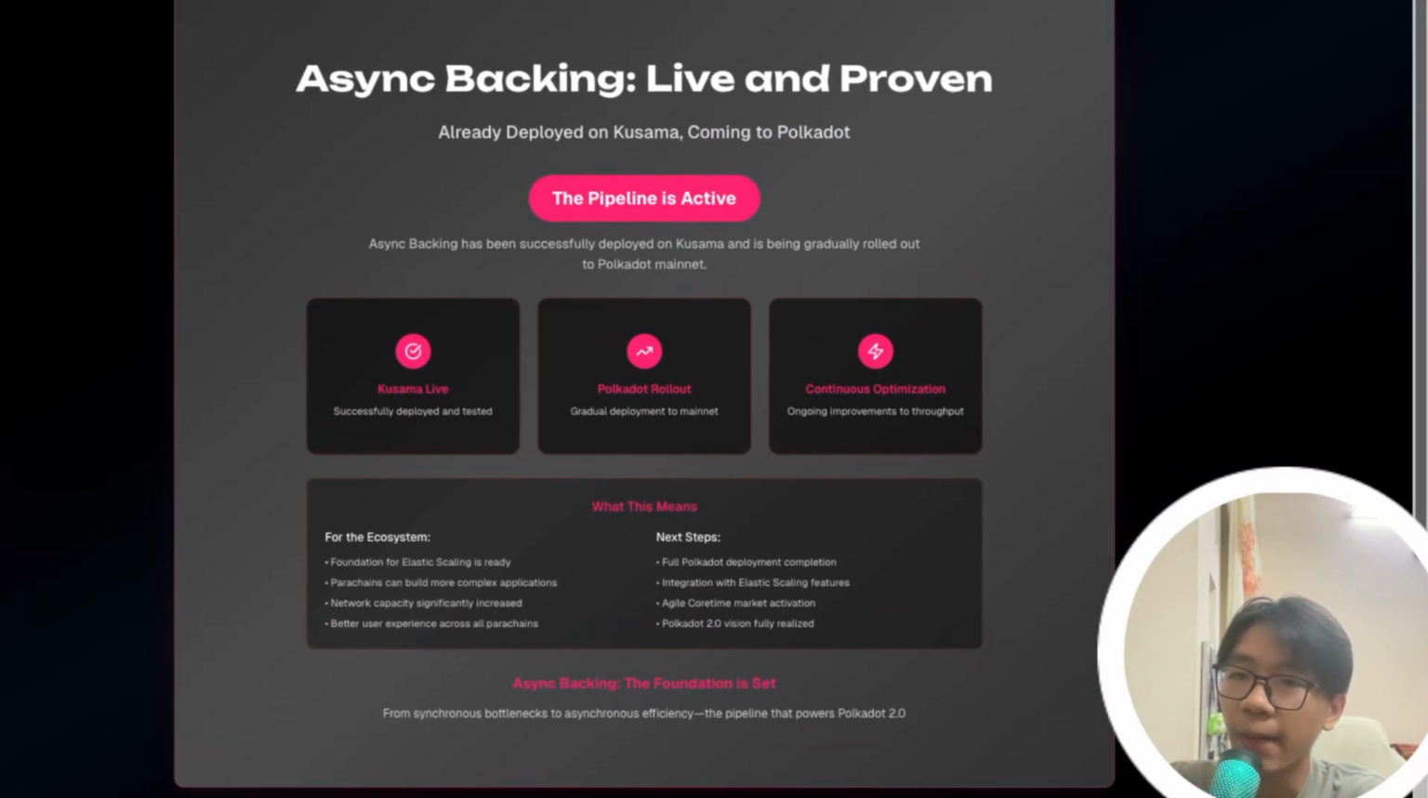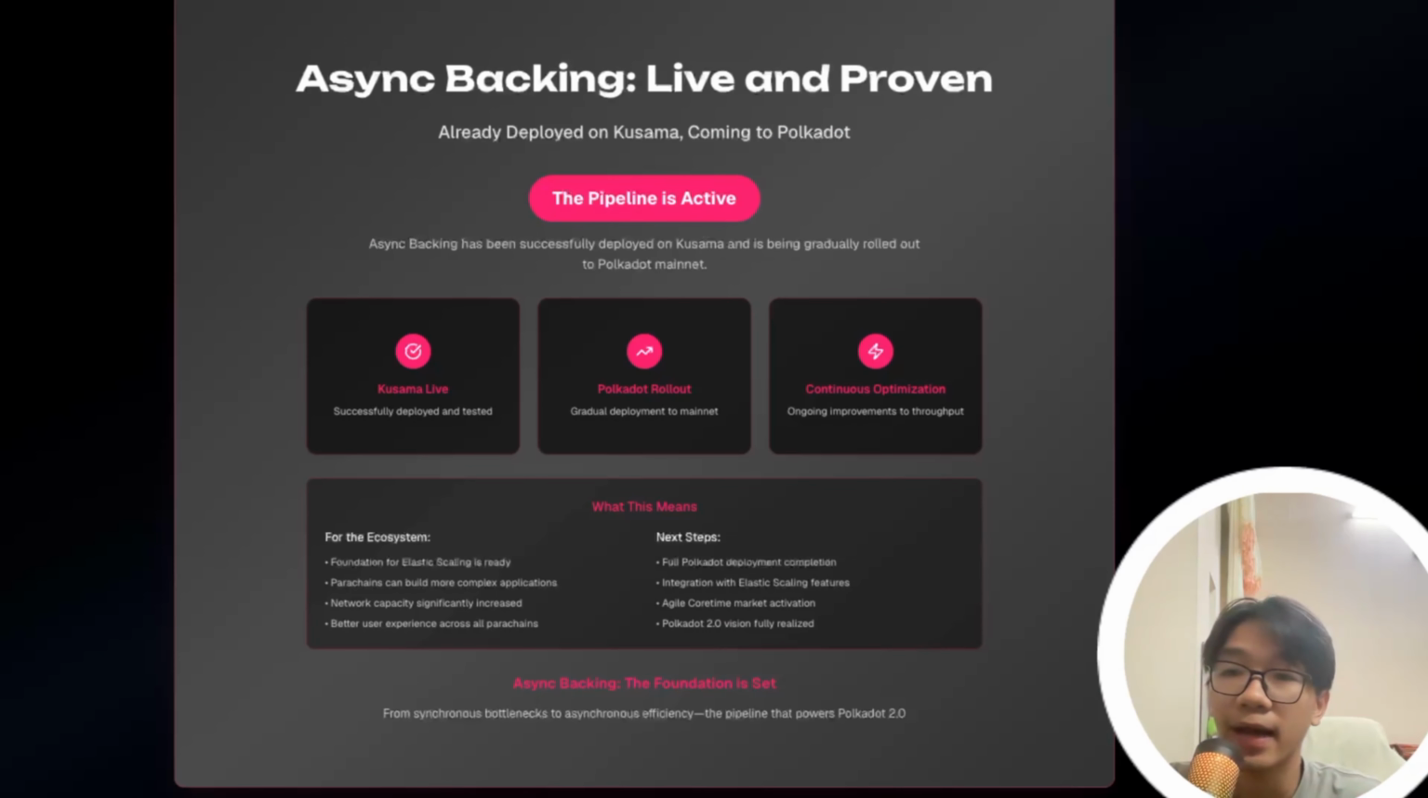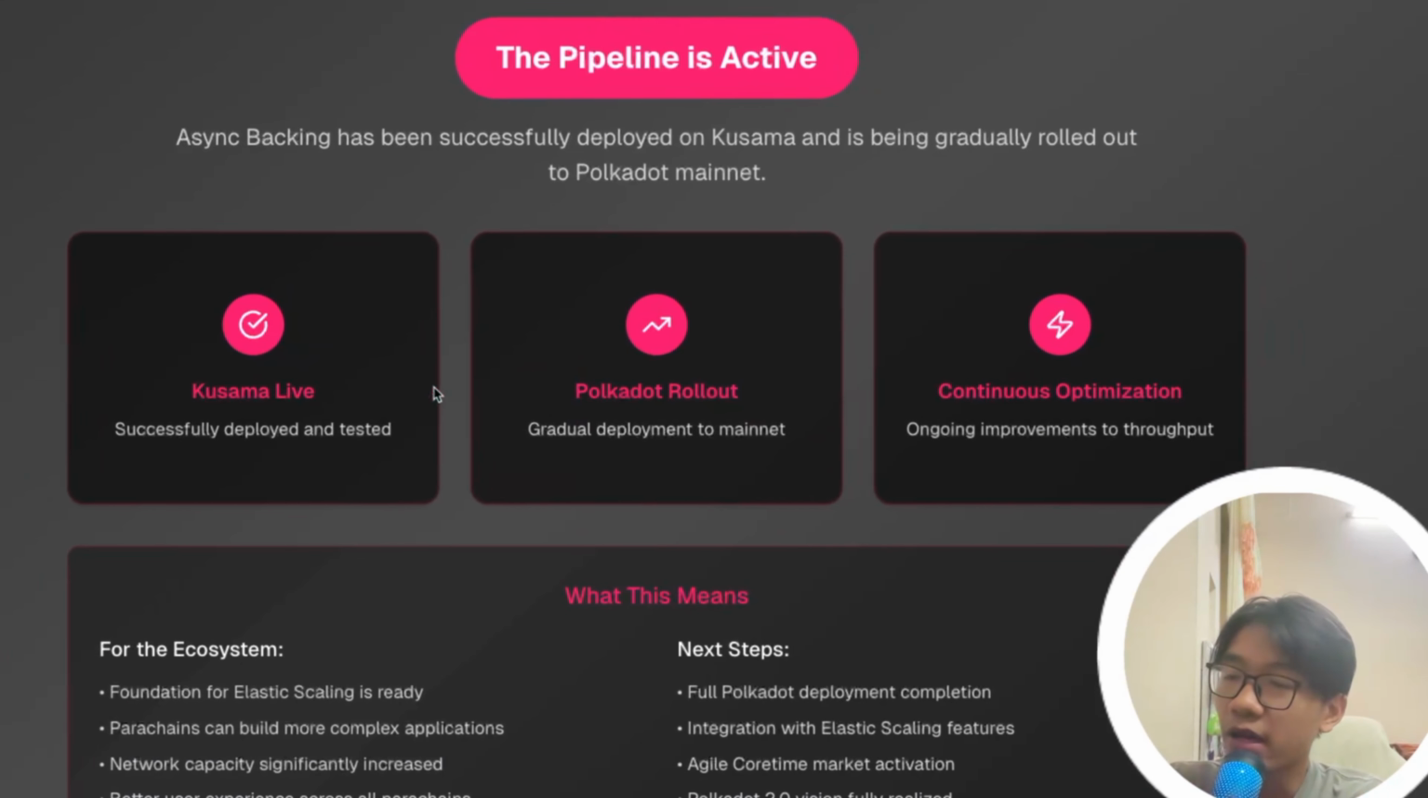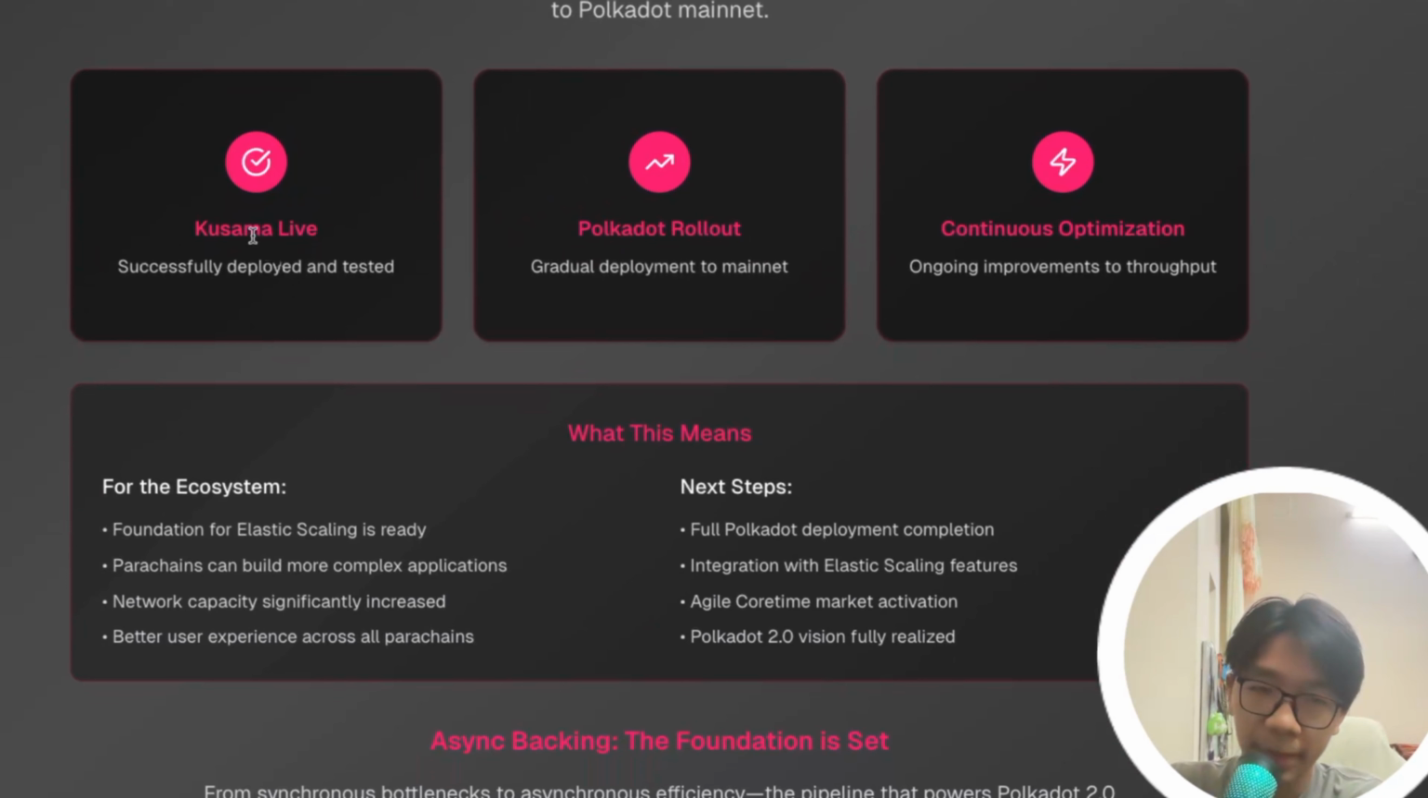Okay, so let's recap what we learned today. Asynchronous Backing is a Polkadot 2.0 upgrade that reduces the parachain block time from 12 seconds to 6 seconds, and it is achieved by decoupling block production from validation and allowing them to happen asynchronously. Parachains can now pipeline multiple blocks, keeping the system busy and efficient, and the result is higher throughput, lower latency, and improved scalability.